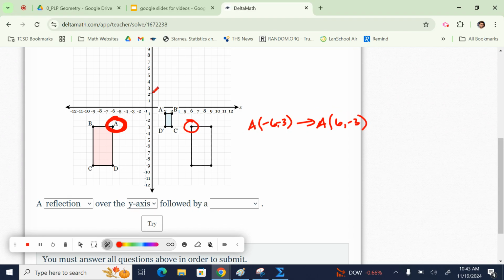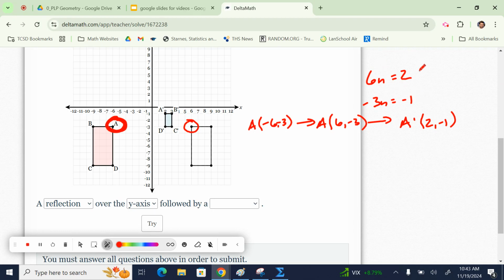Now, I want to compare that to A prime. A prime's coordinates are at 2, -1. So, can you think, right? Think about what number I would have to multiply these two coordinates by. What would I have to multiply 6 by? I'm going to put an n. So 6n and -3n. What would I have to multiply 6 by to get 2? What would I have to multiply -3 by to get -1?